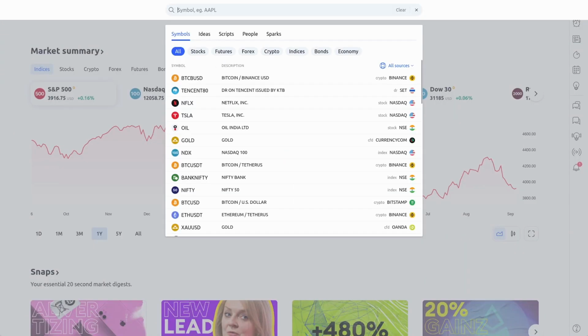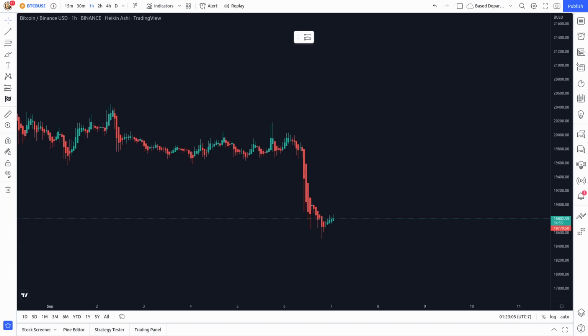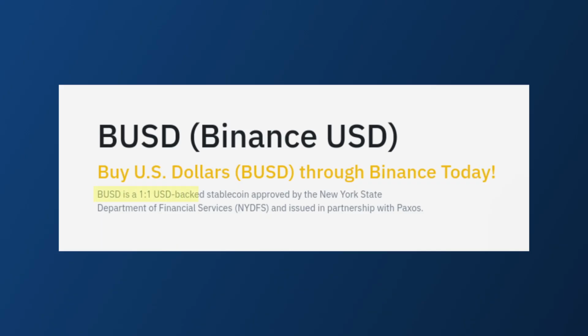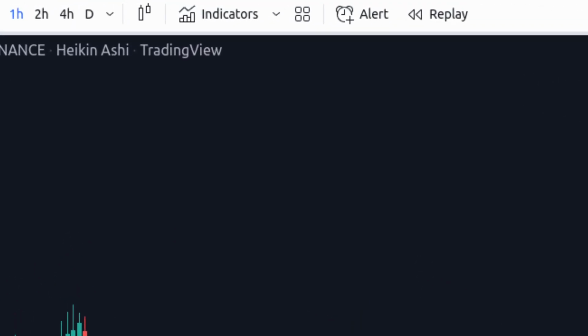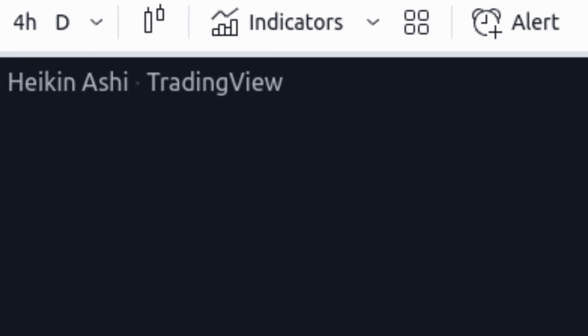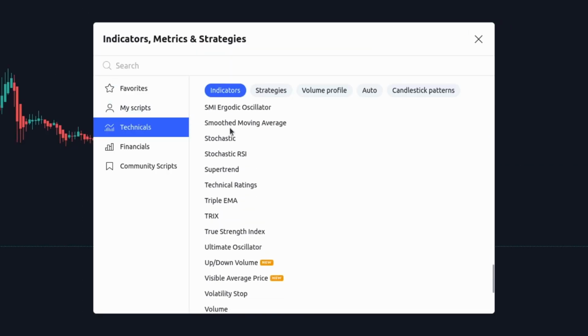Indicators. Head over to TradingView and let's go onto BTC BUSD pair. Here you will be able to see the price of Bitcoin versus BUSD or Binance USD, a Binance 1-to-1 USD backed stablecoin. The thing we're going to be utilizing the most for today's video is this button here, Indicators. This is where you can add technical analysis indicators.